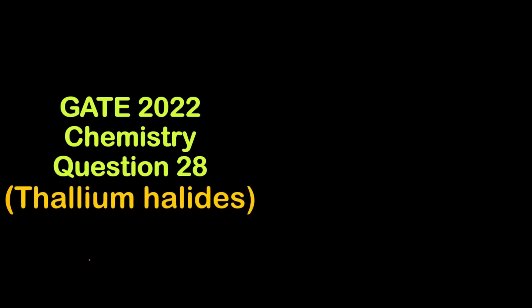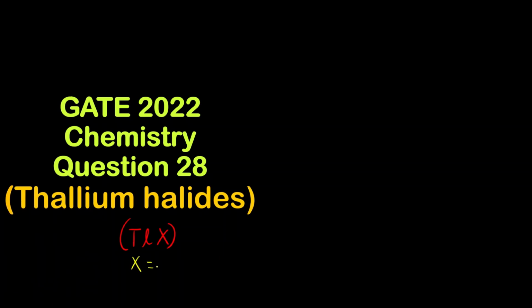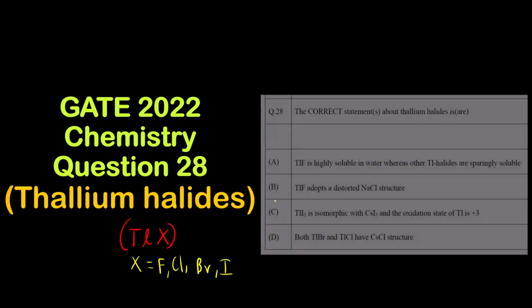In this video, we are going to solve question 28 of the GATE 2022 chemistry paper, which is based on the chemistry of thallium halide. Now what is thallium halide? Tl is thallium, X is halide. X can be any halogen: fluorine, chlorine, bromine, iodine. And this is the question.